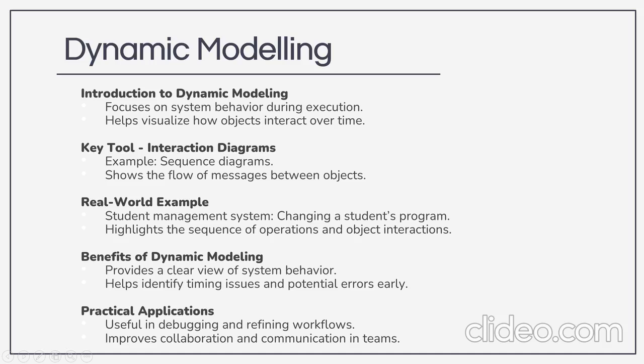These diagrams are not just static representations, they emphasize the timing and sequence of the events, making it easier for developers to understand the precise order in which operations occur. This clarity is crucial for identifying potential issues such as bottlenecks or incorrect dependencies between the components.